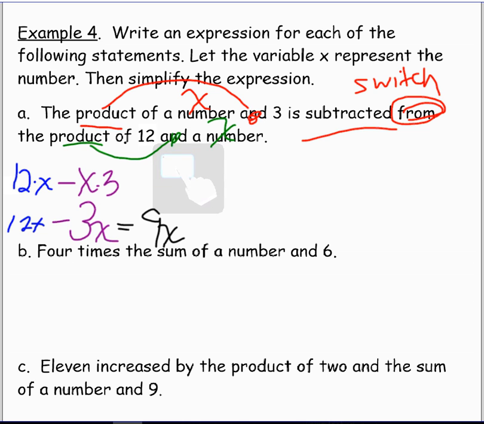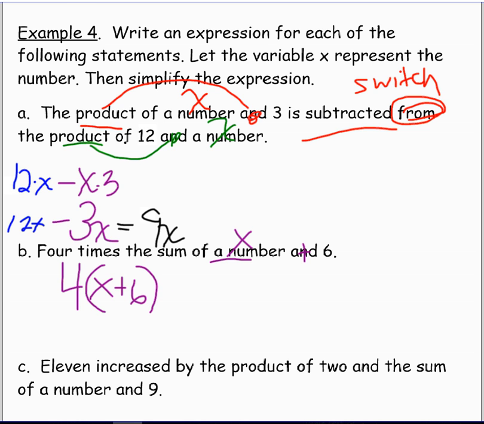My mouse did. Anyway, we have 4 times the sum of a number and 6. So notice we have 2 words that give us operations, times and sum, which means add. So we're multiplying the sum, which means we're multiplying the answer of an addition problem. So our 4 goes on the outside of parentheses to show that we have to add first. And what are we adding? A number, and so there's where our plus goes, 6. Our number, we'll use x. So 4 times the quantity, x plus 6.